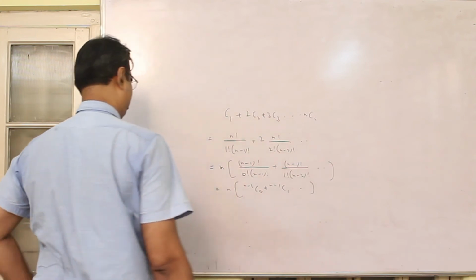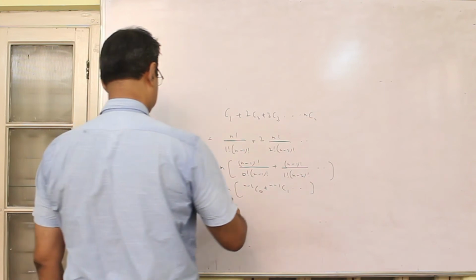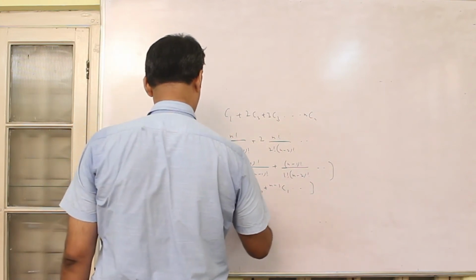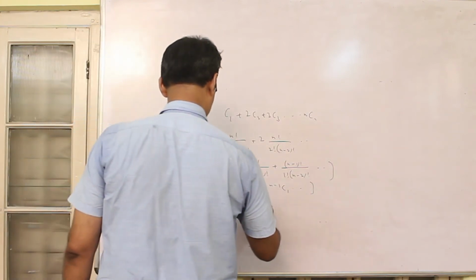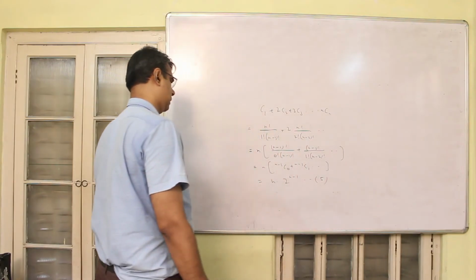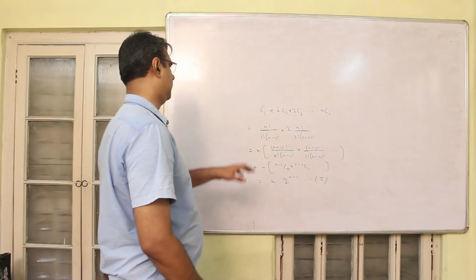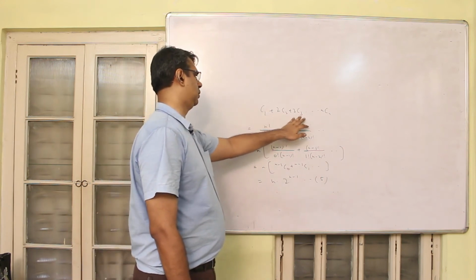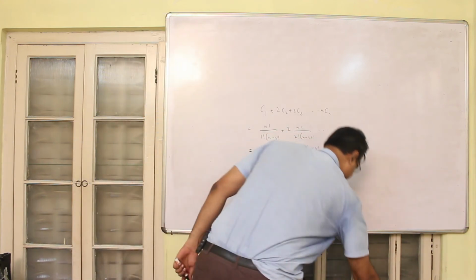That can be further written like this: n into n minus 1 C0 plus n minus 1 C1 and so on. You know that according to the first formula of binomial coefficients, this term inside the bracket is 2 to the power n minus 1. So we are getting the fifth result of binomial coefficients: C1 plus 2C2 plus 3C3, etc. is n into 2 to the power n minus 1.